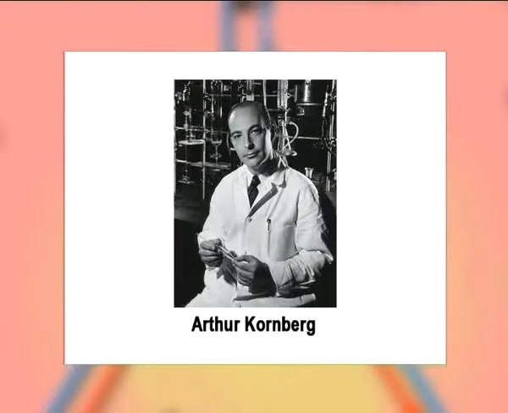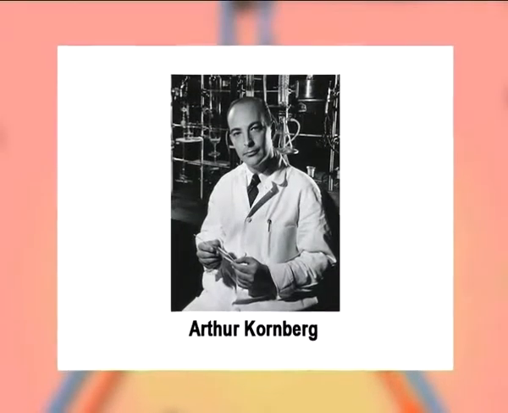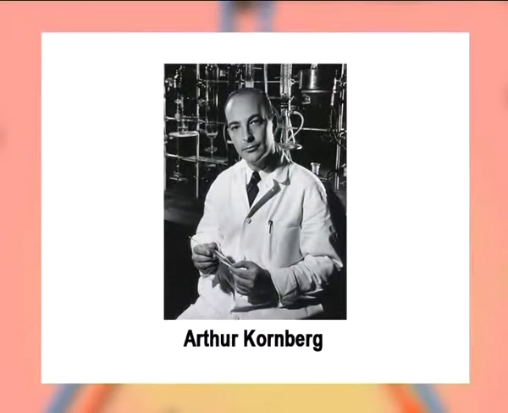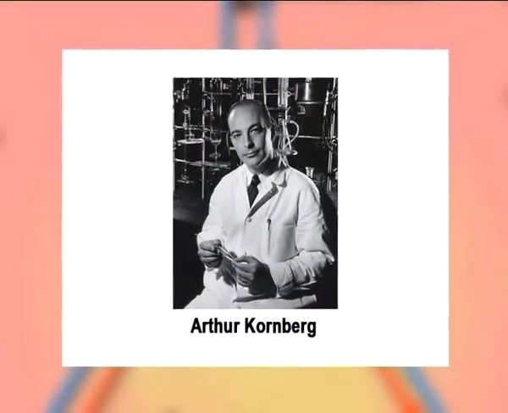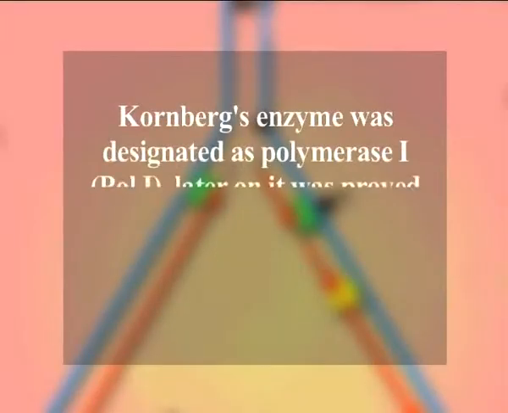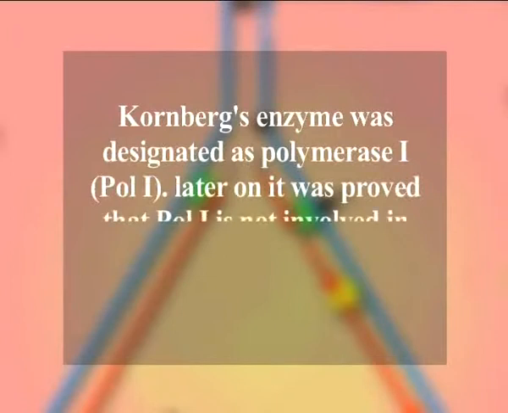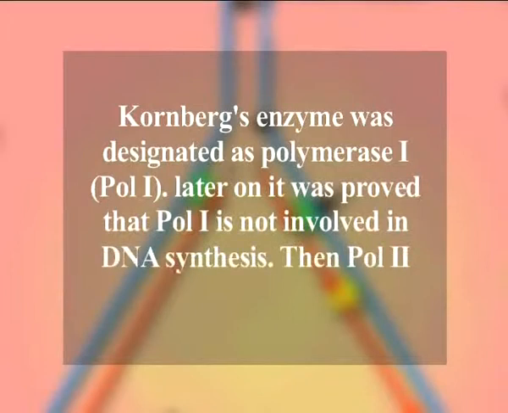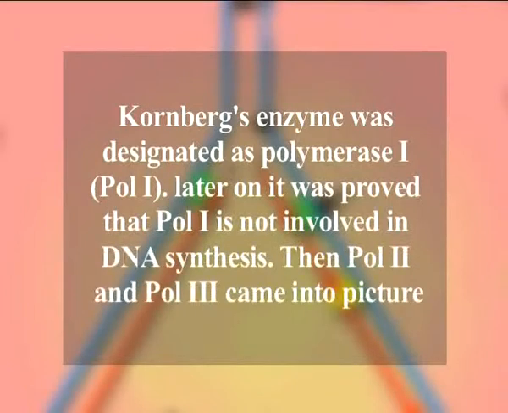Arthur Kornberg was the first scientist who discovered the DNA polymerase and thought that it is the only DNA polymerase found in the cells which has polymerization activity. After that, various enzymes have been discovered with similar activity to that of Kornberg's enzyme. Kornberg's enzyme was designated as polymerase 1 or Pol 1. Later on, it was proved that Pol 1 is not involved in DNA synthesis. Then Pol 2 and Pol 3 came into the picture.